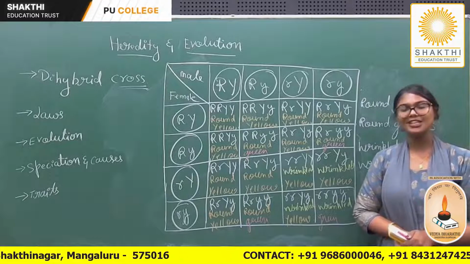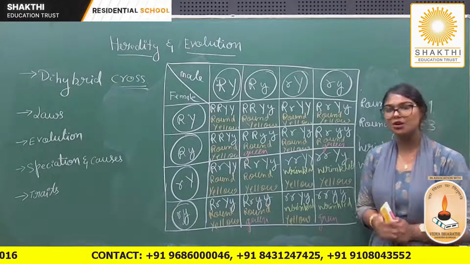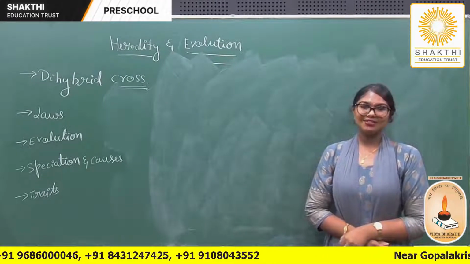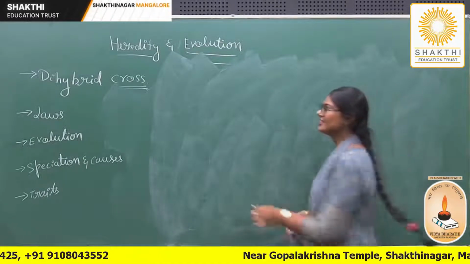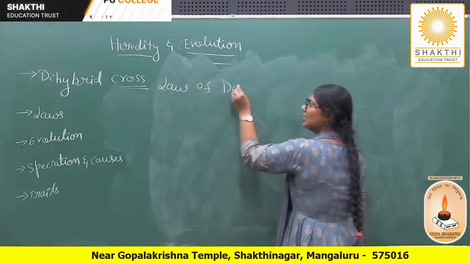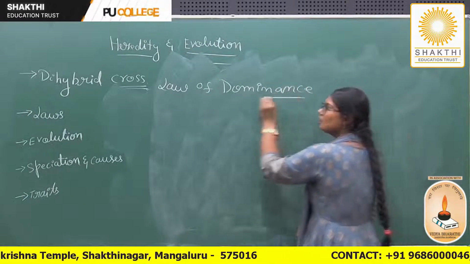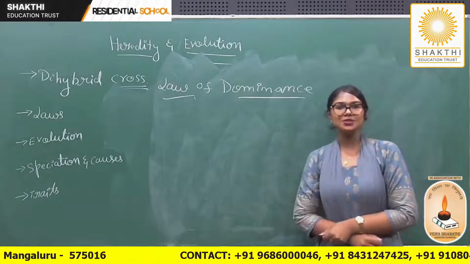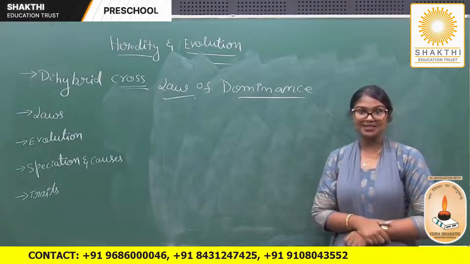As a conclusion, he has given 3 laws, students. So we'll quickly go through the laws, very important. So we have the 3 laws. First one is called the law of dominance. This is the first law of genetics, students, the law of dominance. What does it say? According to the law of dominance, Mendel has given 3 statements.